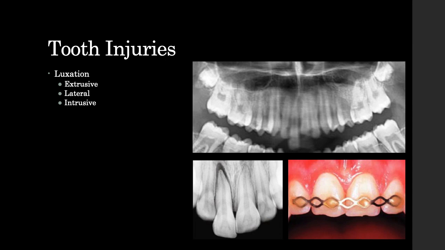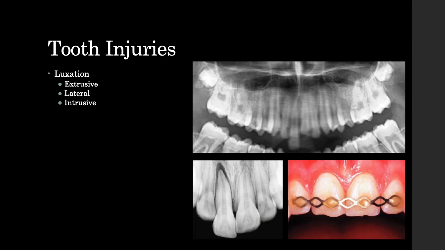So subluxation is where there's pain, they are loose within the socket, but they've not actually been displaced. They can be extrusively luxated, where there's loosening and the tooth comes out of the socket slightly, as in the lower left image. They can be lateral luxated, where it doesn't go out but it moves to the side. And they can be intrusively luxated, which is where the tooth actually is impacted, goes the other way and is driven into the bone.